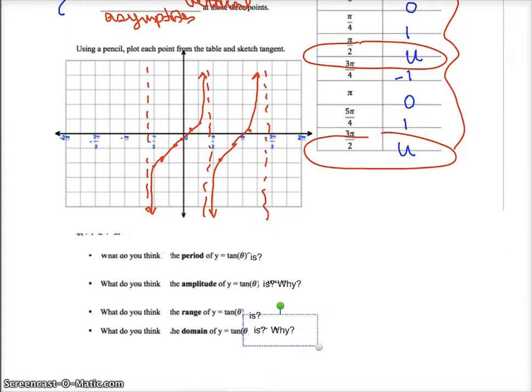Now I'd like you to answer these 4 questions. What do you think the period of tangent is? What do you think the amplitude is, the range, and the domain? So please answer those questions on your own, then check the screencast.